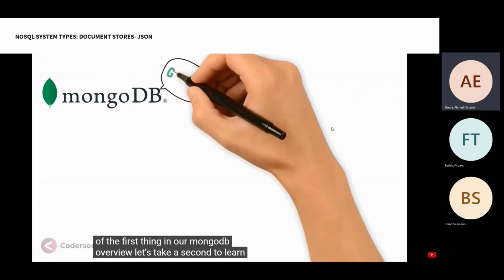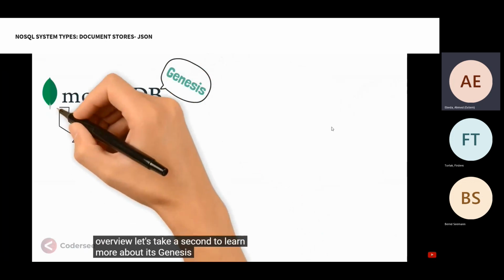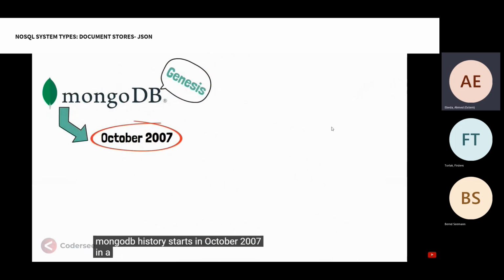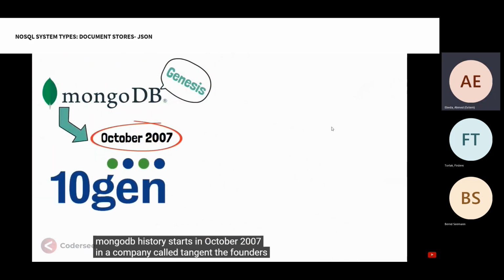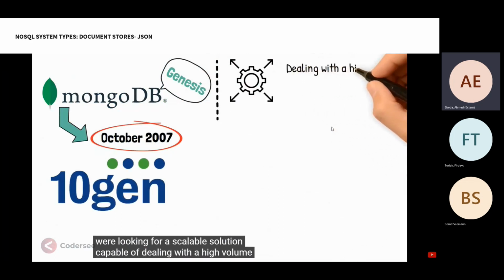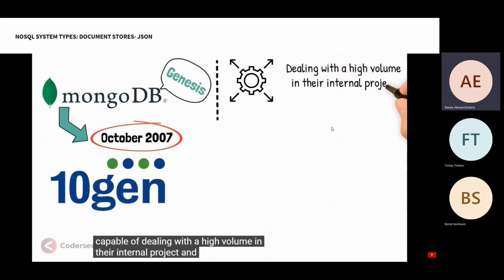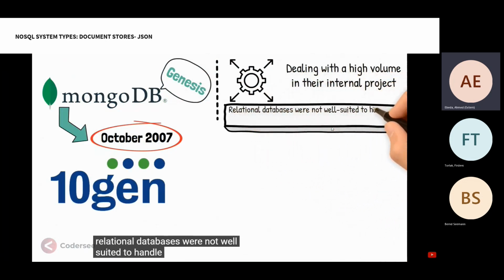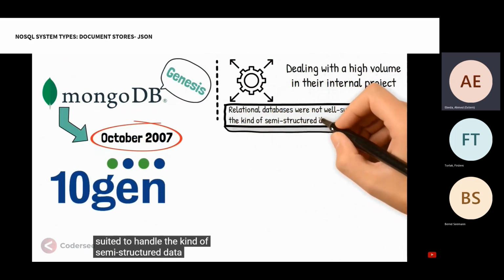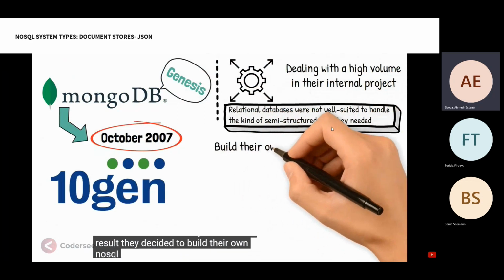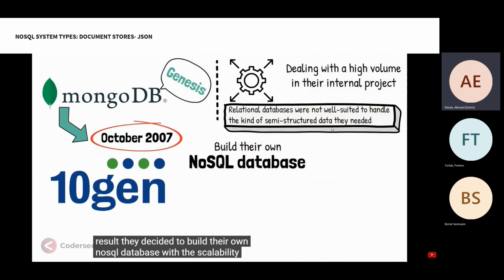Let's take a second to learn more about its genesis. MongoDB history starts in October 2007 in a company called Tengen. The founders were looking for a scalable solution capable of dealing with a high volume in their internal project. And at that time, relational databases were not well suited to handle the kind of semi-structured data they needed. As a result, they decided to build their own NoSQL database with scalability and large amounts of unstructured data handling in mind.